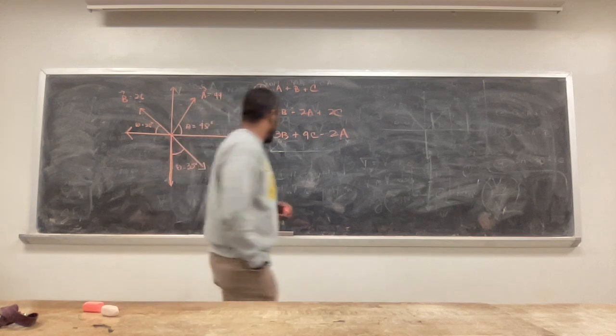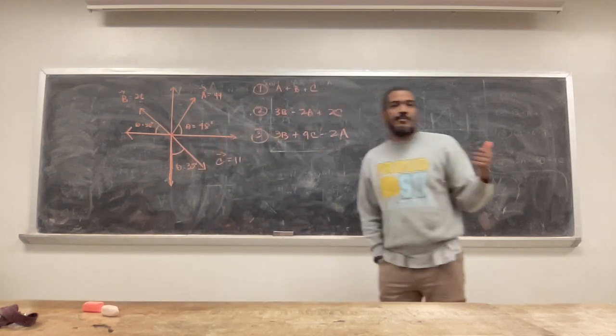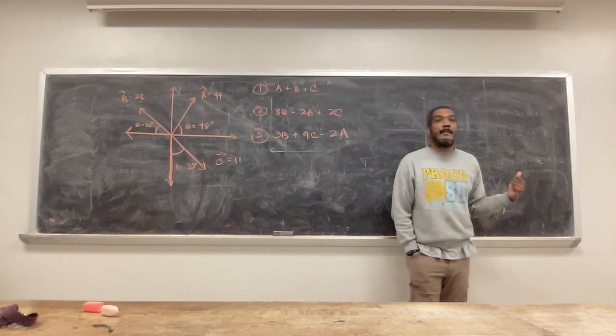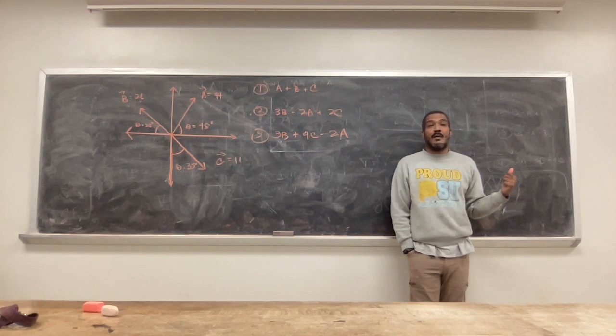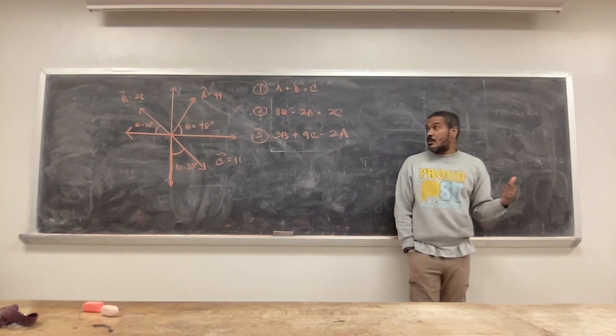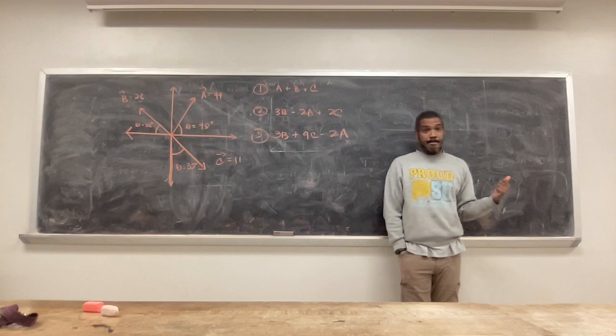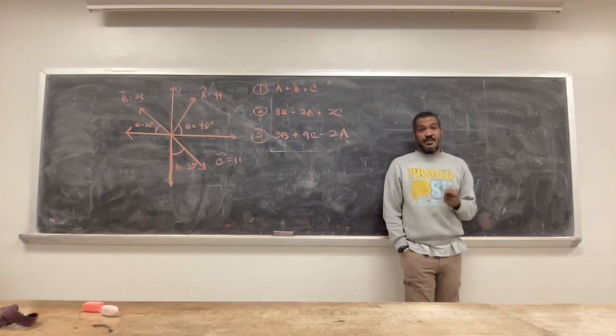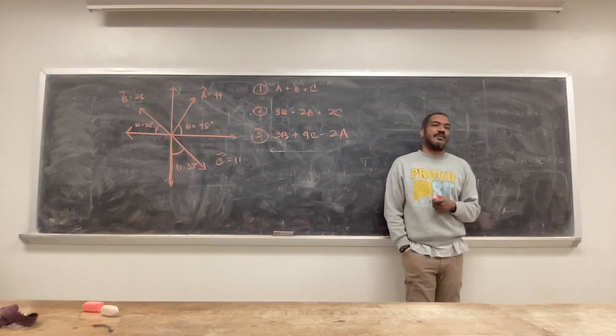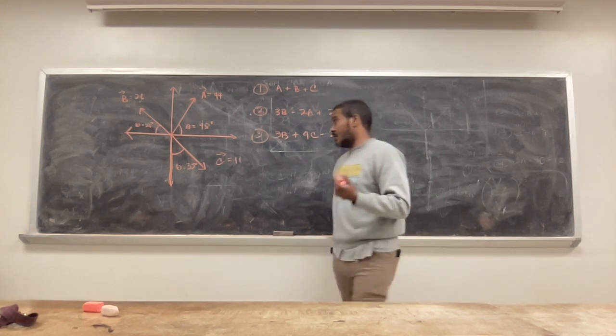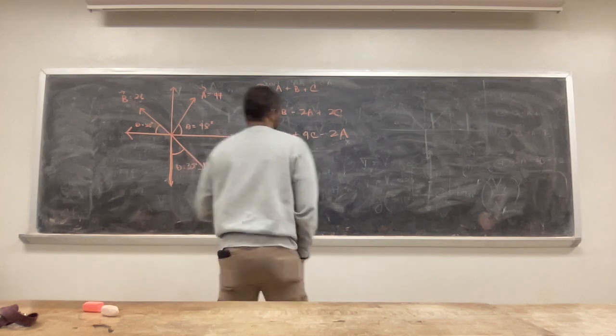So, what's the first step when we're dealing with these? That's the component method, right, as opposed to the tail to tip method. We're doing the component method right here. So what's the first step? Get the components for each vector. How do we do that? We can write it over here.